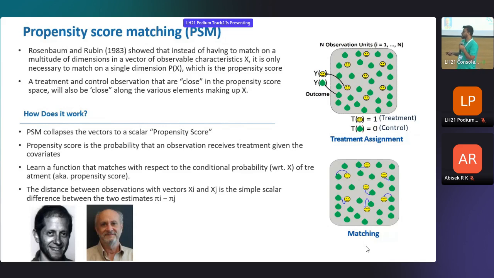Then the third step is to learn a function that matches each of them, the conditional probability with respect to the X matrix and the treatment. So this eventually tells you the propensity score, right? So this tells me, for example, that this guy has a certain propensity score. Now, after you run the logistic regression model or any classification model for that matter, what are the best matches that you get? That's what you call the propensity score here.